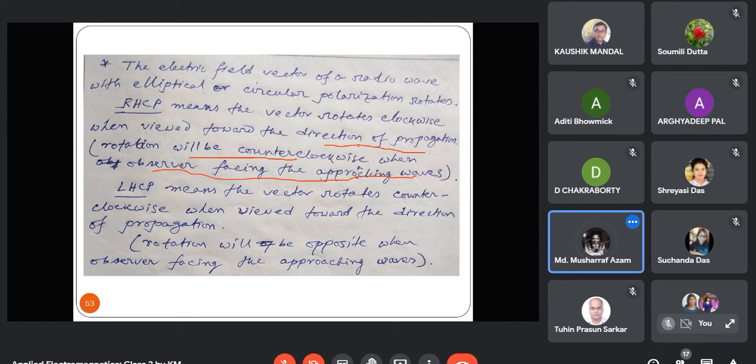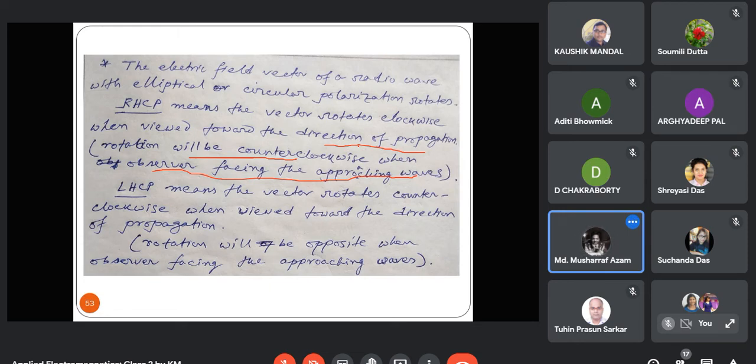And this concept of right hand and left hand, as far as I remember, comes from the right hand curl rule in electromagnetism. Using that concept, the curl of a vector follows the right hand rule and left hand rule. The essence of that rule is used here.